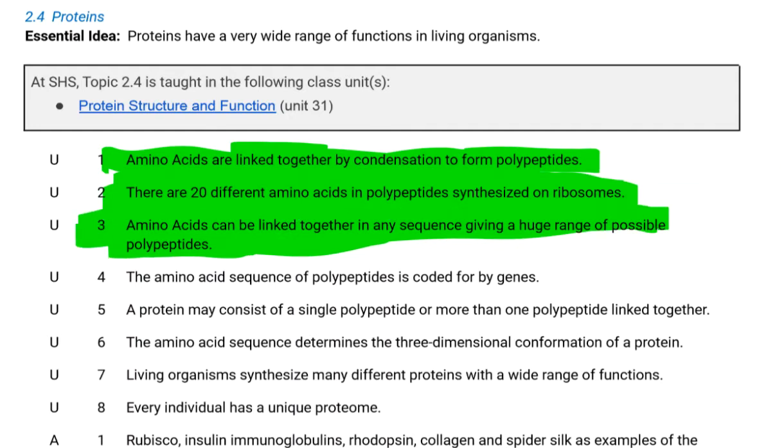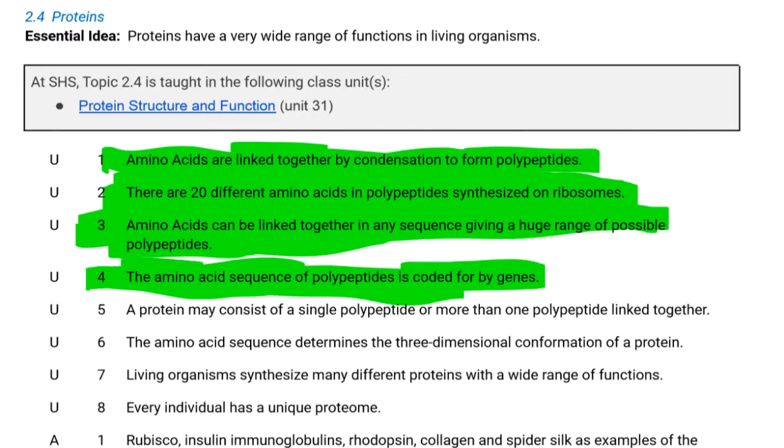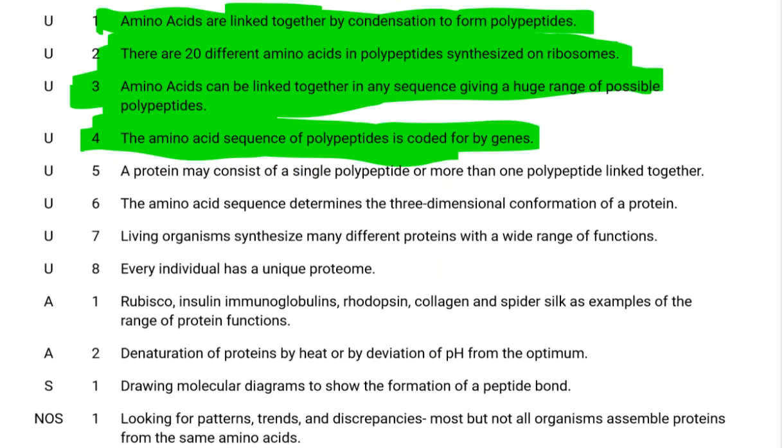Because you have 20, and let's say you have four amino acids, you have 20 to the power of four different proteins that can be made just from a sequence of four amino acids. The amino acid sequence of polypeptides is coded for in the genes. That's true because the central dogma of biology is that genes and DNA are transcribed to mRNA, which is then translated to proteins, and so the order is determined by the genes. But not all the genes have to be expressed. Remember differentiation in topic 1.6 or topic 1.1.